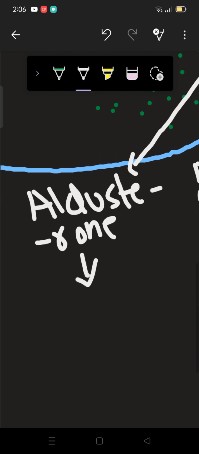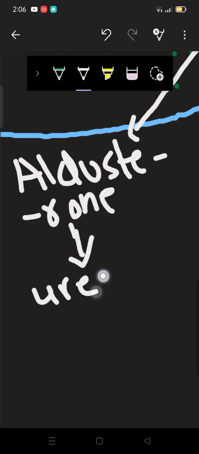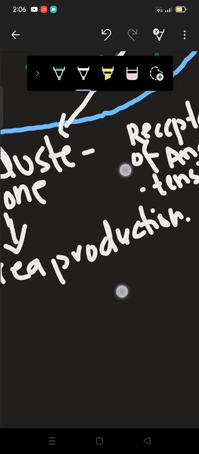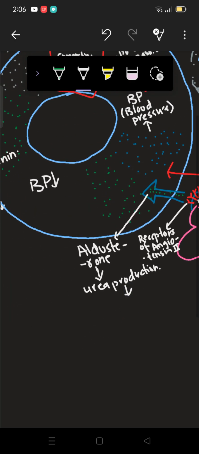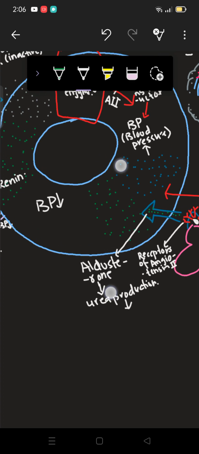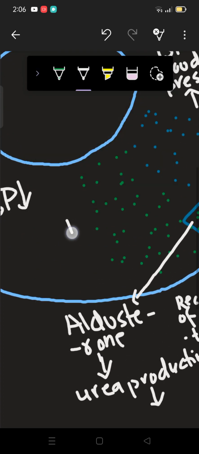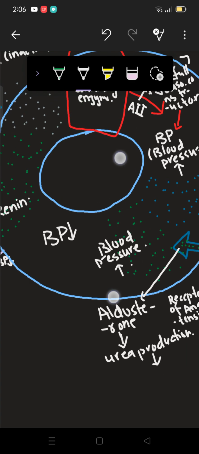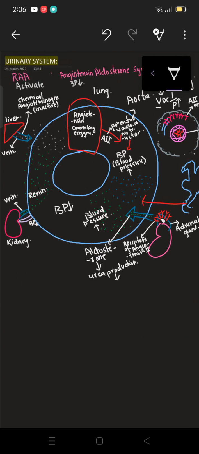Aldosterone would help so that urea production would be low. If urea production is low, then water would be more conserved. If water is conserved, then the blood pressure will be increased. This is the step which is RAAS, the renin angiotensin aldosterone system, which would make your blood pressure increase if it is low.